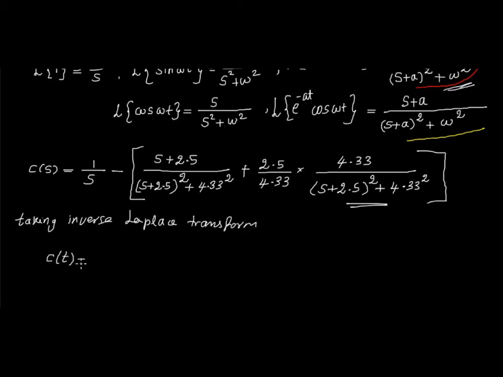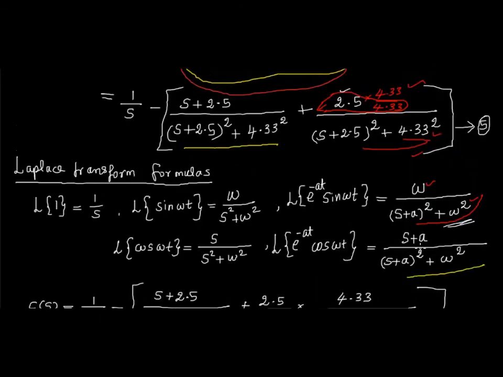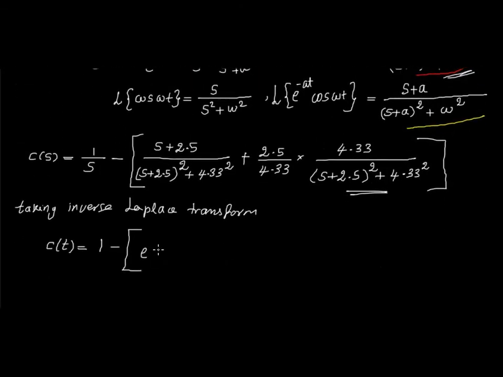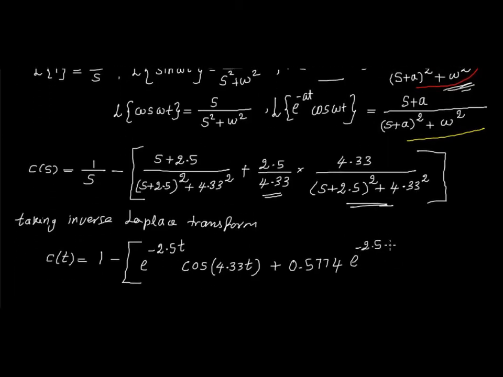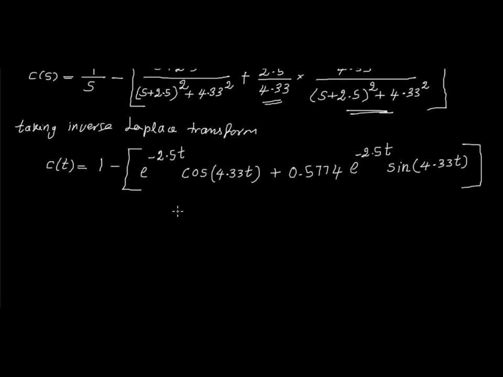So we will be getting c of t. Here it is 1 by s, so it is step. So 1 minus, now we are going to apply this cosine term. So e power minus 2.5t into cos of 4.33t as per the formula. Here if you do the calculation, the value is 0.5774 into the sine term, e power minus 2.5t into sine of 4.33t. So now we got the inverse Laplace transform.